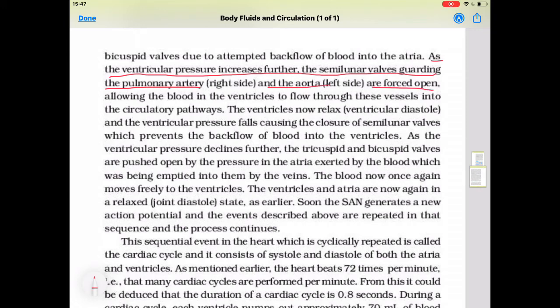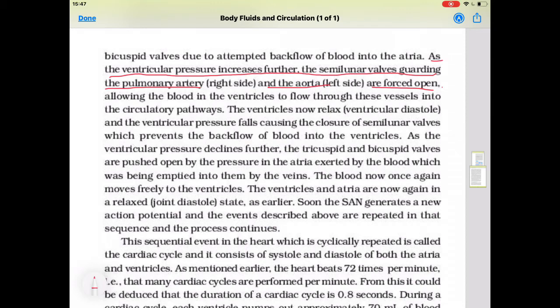As the ventricular pressure increases further, the semilunar valves guarding the pulmonary artery and the aorta are forced open. When the ventricle contracts, here in the ventricle, the pressure is about 120 millimeter of mercury. Under this pressure, the semilunar valves open, allowing the blood to move into these vessels.